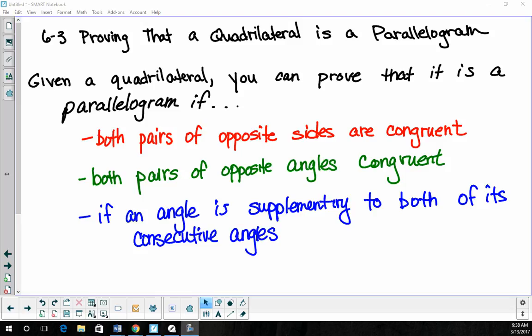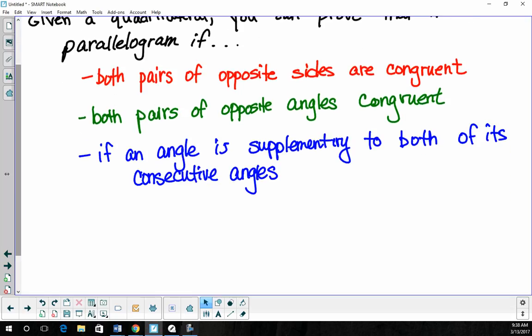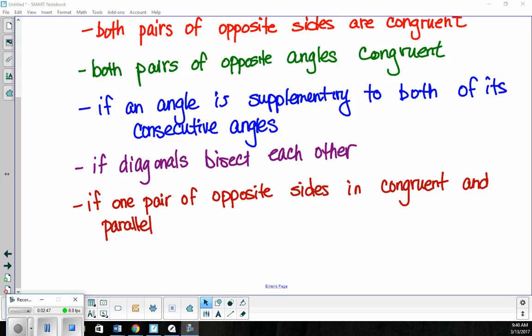Also, if the diagonals bisect each other, it has to be a parallelogram. If one pair of opposite sides is both congruent and parallel, so one pair of sides is congruent and parallel, the figure has to be a parallelogram. So these are all the different ways that we could look at a quadrilateral, a four-sided figure, and determine whether that shape has to be a parallelogram or not.